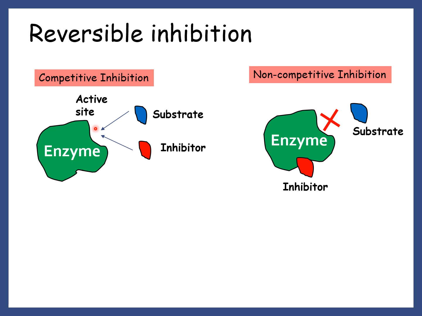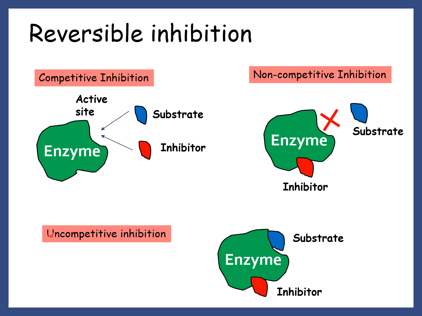The second form of reversible inhibition is non-competitive inhibition. In non-competitive inhibition, the inhibitor binds at the regulatory site, but by the binding of the inhibitor, the enzyme is affected in such a way that the conformation of the substrate active site changes and it can no longer bind to the substrate molecule. So there is no competition for the active site, but the conformation of the active site is changed by the binding of the inhibitor on the regulatory site such that it's no longer available for the substrate.